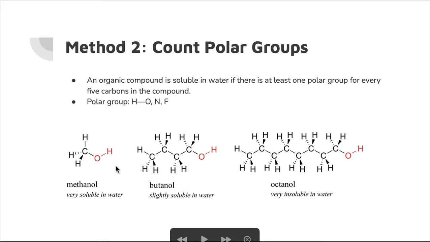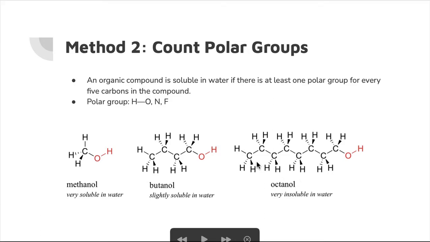So here are some examples. Here there's one polar group, and there's also just one carbon, so there's enough, and it's very soluble in water because there's only one carbon for a whole polar group. But in butanol, you can see that there are 4 carbons and an alcohol group, but it still satisfies the rule because you need at least one polar group for every 5. And there's only 4, so you're still good. So it's still soluble in water, but less so than methanol because there are slightly more carbons here.